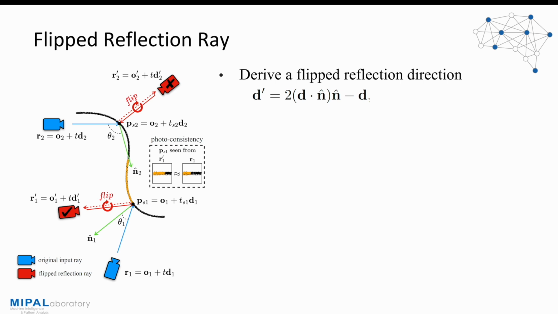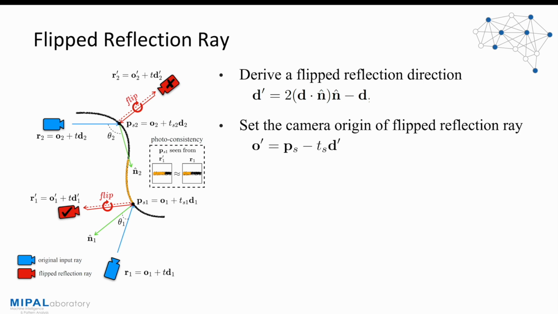To tackle this problem, we exploit a batch of flipped reflection rays as extra training resources, which are derived from the original input ray directions D and estimated surface normals N hat. First, we derive a flipped reflection direction D' from D and N hat.